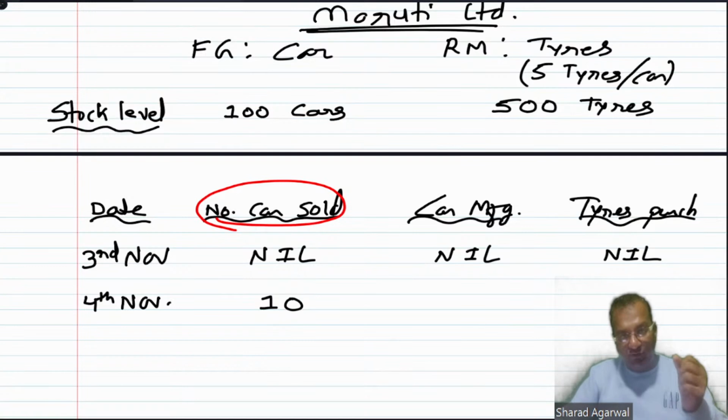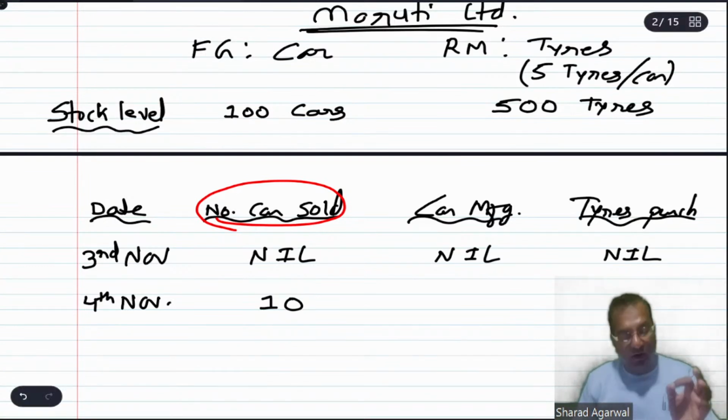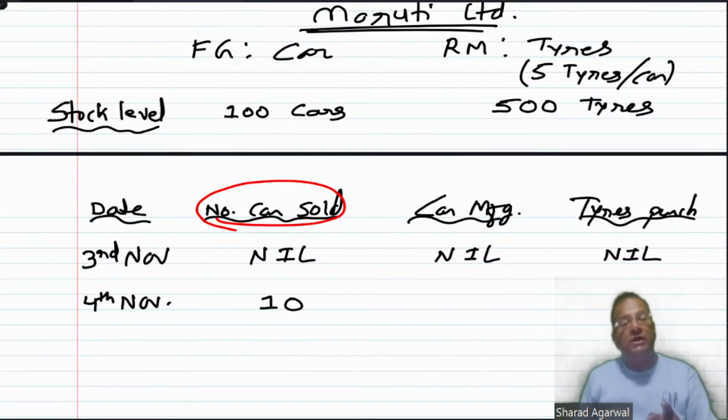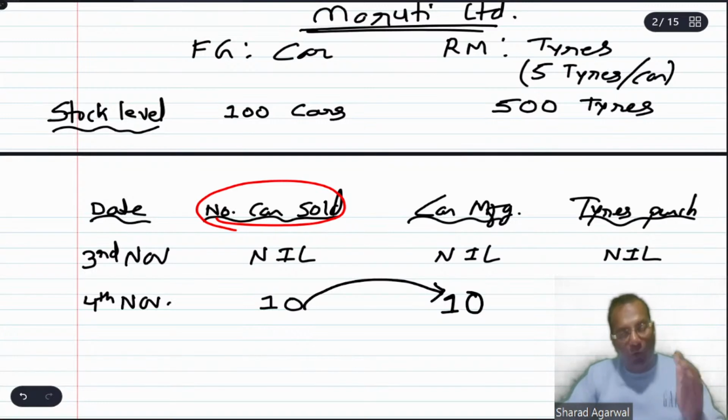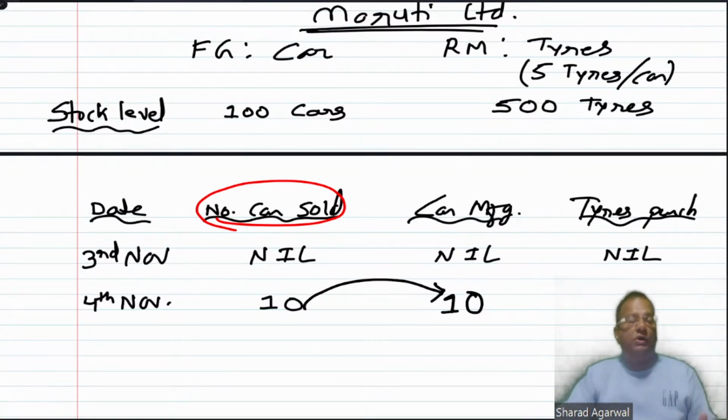Now, since the demand is pulled, and this is very important, whatever demand has been pulled, that much only is to be produced. Whatever demand has been generated, that many cars we will manufacture, nothing more, nothing less than what the car has been demanded by the customer. On 3rd of November, since there is no demand, we did not manufacture even a single unit. On 4th of November, since the demand is 10 cars, we have to produce 10 cars.